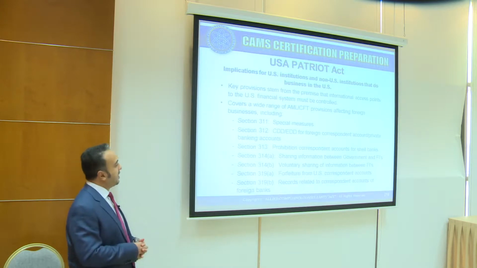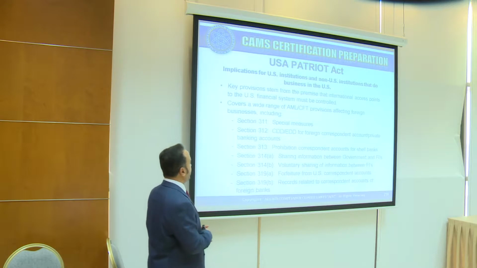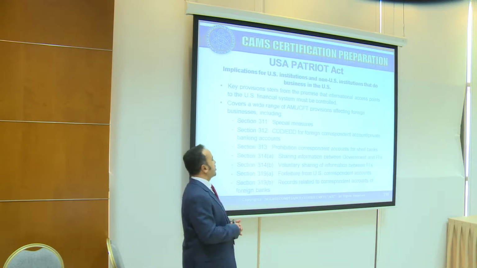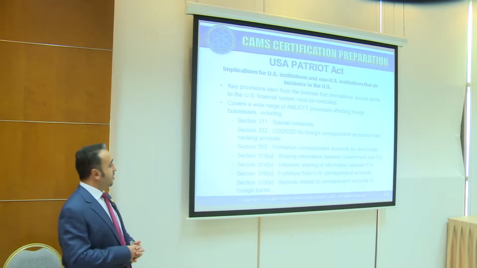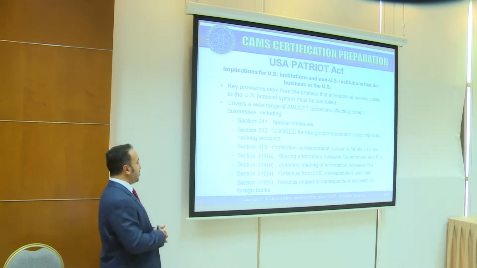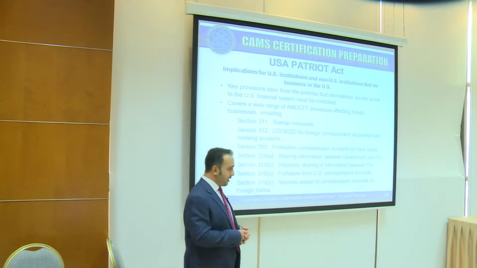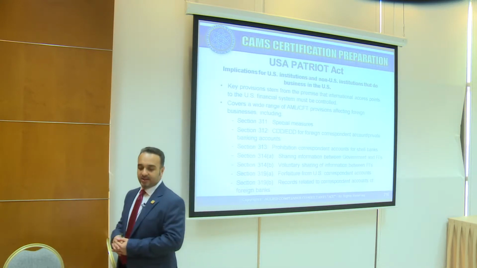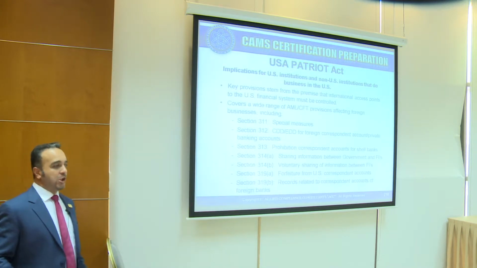Section 314B, voluntarily sharing of information between financial institutions. Section 319A, forfeiture from U.S. correspondent accounts. Section 319B, records related to correspondent accounts of foreign banks. And of course, we have Section 317, it's the US long arm law as well.